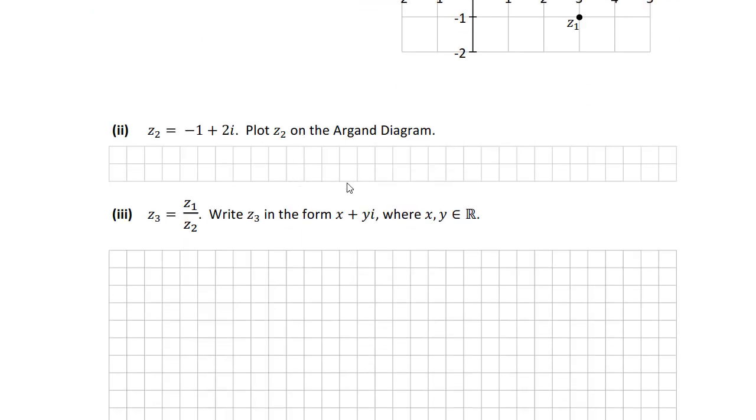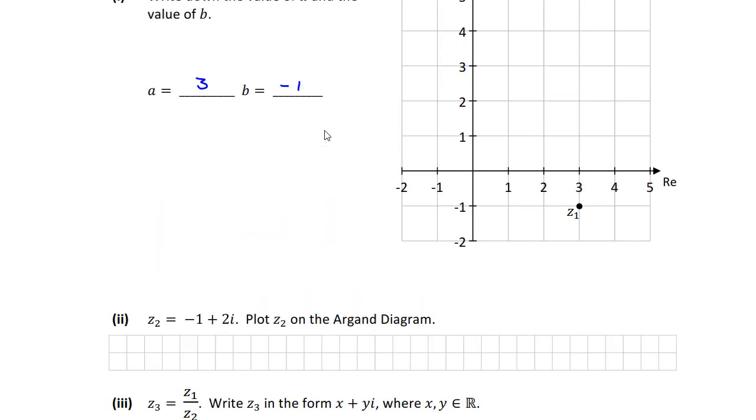So part 2, we want to plot this complex number on this diagram. So again, this value is on the x-axis, this value is on the y-axis. So this is -1. This value is 2. So this here must be z2.